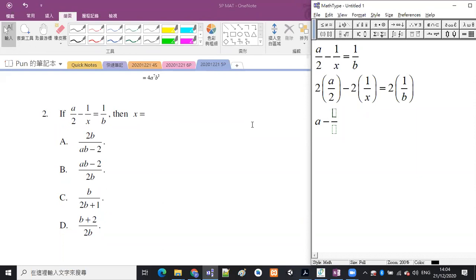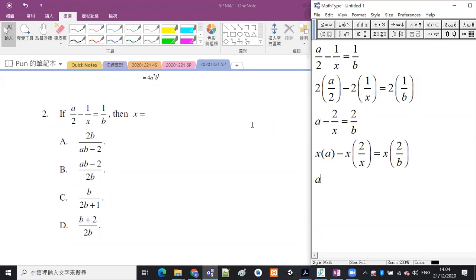Okay, so if there is nothing to be cancelled, then we will multiply the number to the top part of the fraction. So it's 2 times 1 is 2, and then divided by x. Okay, and then we have 2 over b again. And then for the next denominator, it should be the x. Okay, so we multiply x to every part of the equation.